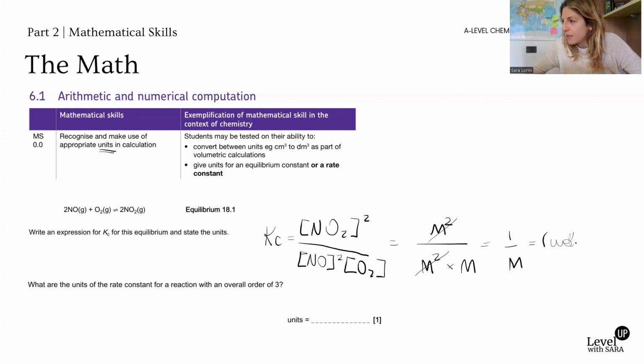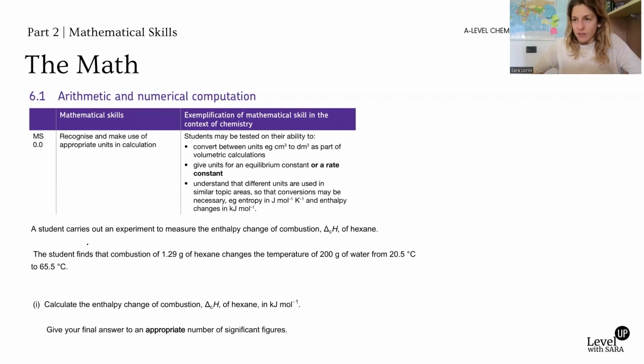So it's mole per decimeters cube to the -1, because we can't have the unit as a fraction, so the unit would be mole -1 decimeters cube. So we need to expand the units all the time. Okay. Second, the students carry out an experiment with the enthalpy change of combustion.